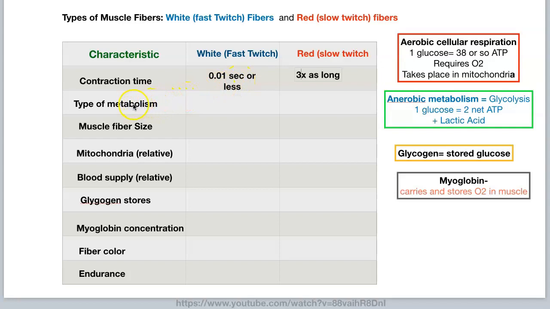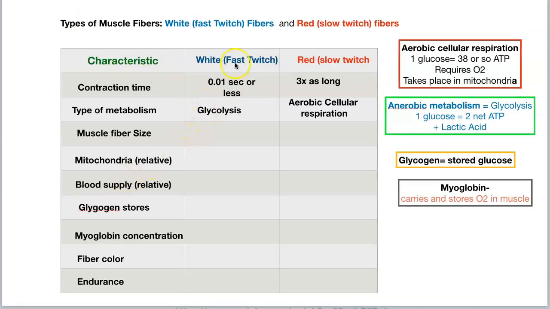Now, once you know the type of metabolism, almost everything else below you can figure out just on the type of metabolism. So a white fast twitch muscle fiber, its type of metabolism is glycolysis. The lysis of what? Of glucose. Lysis of glucose.